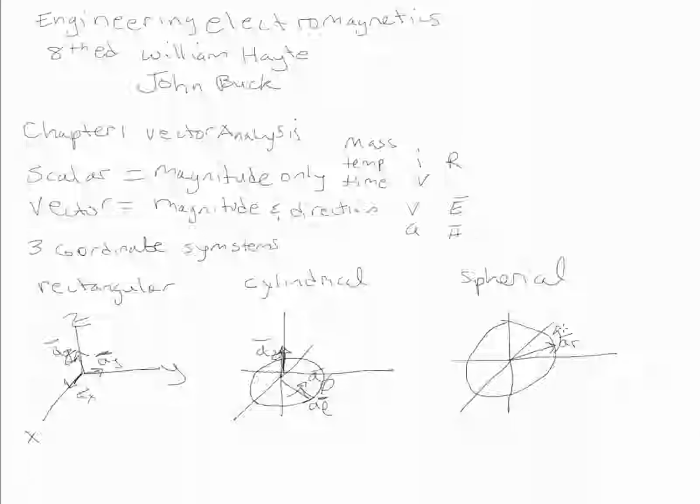So in rectangular system, you have your x, y, and z, and then in cylindrical you have your rho, and you have your phi, and you have your z. And then in spherical you have r, theta, and phi are your coordinates.